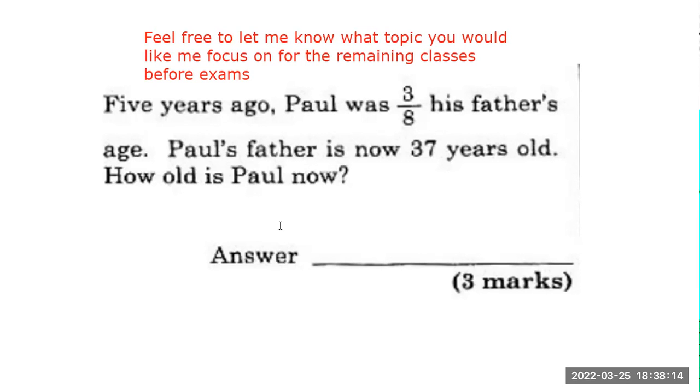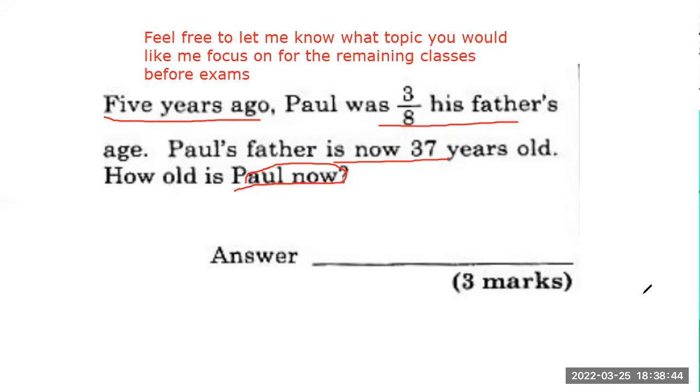Okay, guys, so let's work the problem out. So, first thing you do, always take a couple seconds to read the question, underline the important information you have in the question. So, we have 5 years ago, Paul was 3/8 his father's age. Paul's father is now 37 years. How old is Paul now? So we need to find how old Paul is now, currently.